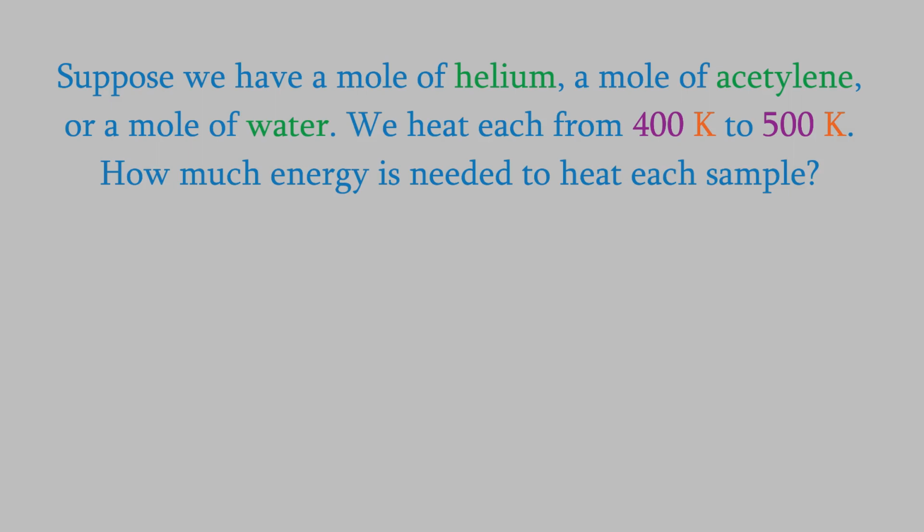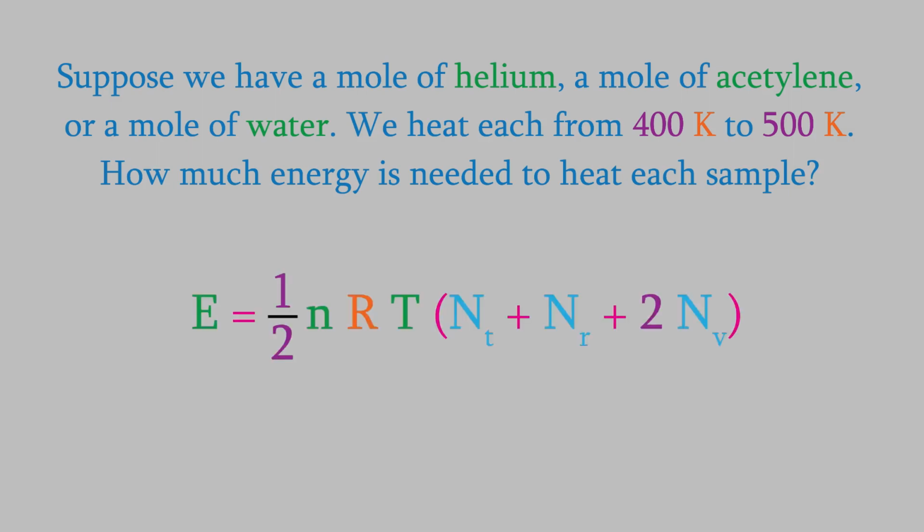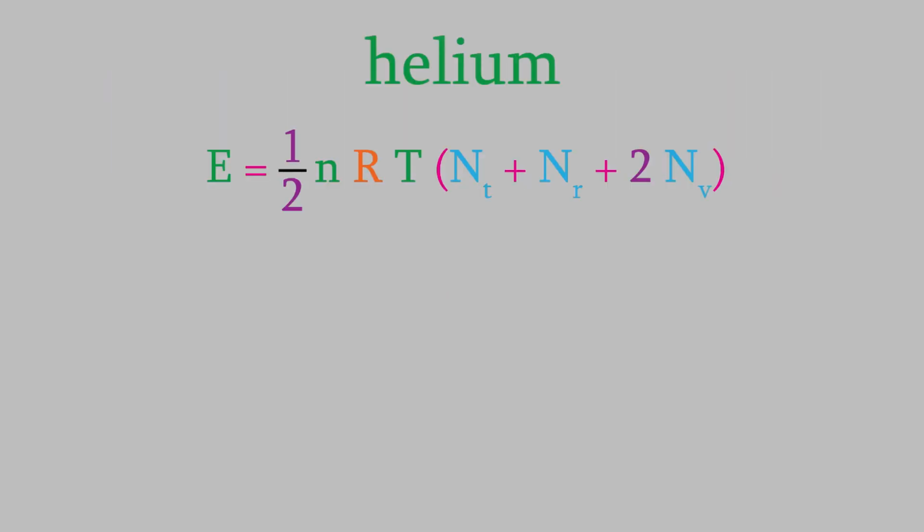Suppose we have 3 samples of gas, a mole of helium, a mole of acetylene, and a mole of water. We heat each sample from 400 Kelvin to 500 Kelvin. How much energy would be needed to heat each of the 3 samples? To answer this question, we'll use the Equipartition Principle to calculate the energy of each sample at 400 Kelvin and at 500 Kelvin. Let's start with the sample of helium.